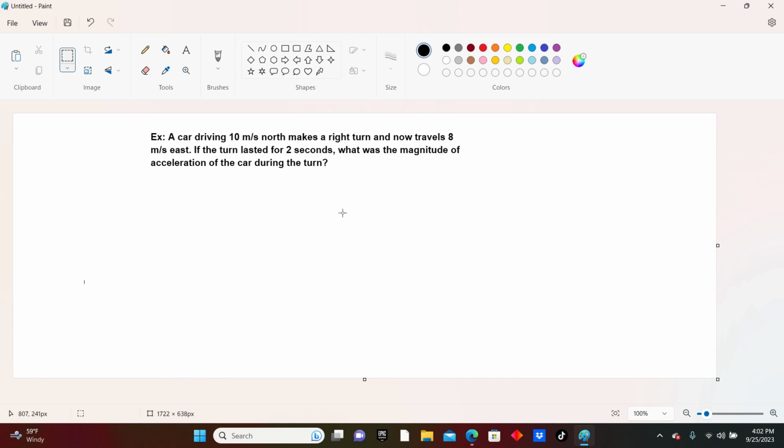So with this question, a common mistake that people make is they'll use the equation VF minus VI over t to solve for their acceleration. However, they'll plug in the wrong values. Since they see that 10 meters per second was the starting velocity and then it goes to 8 meters per second, they'll do 8 minus 10 over 2 seconds to get -1 meters per second squared.